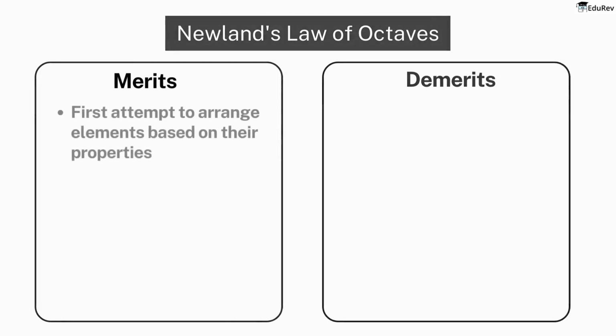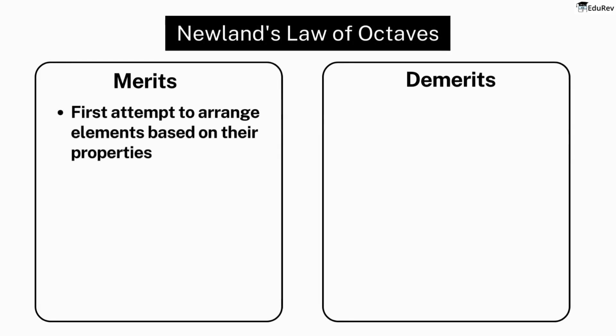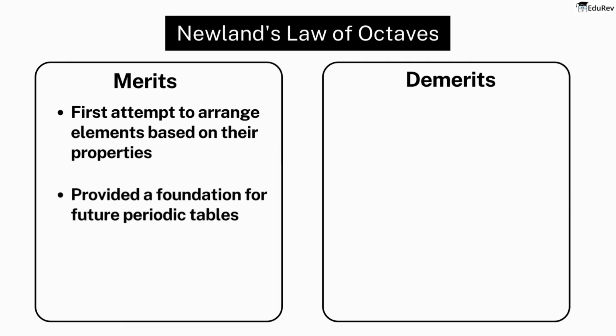One of the positive aspects of Newland's law of octaves is that it was the first attempt to organize elements systematically based on their properties. It also provided a foundation for future periodic tables such as Mendeleev's and Moseley's. Additionally, Newland's law of octaves was based on experimental data, not just speculation.